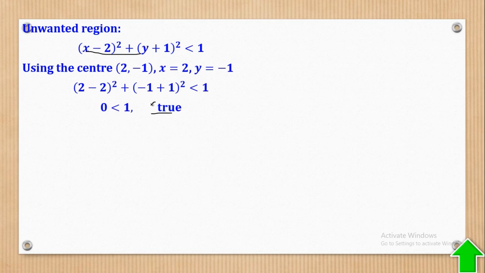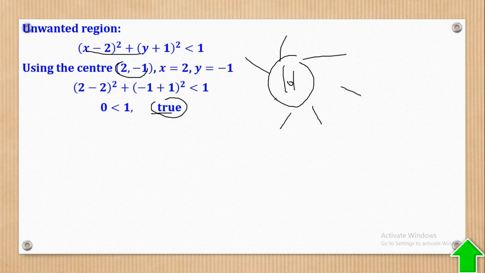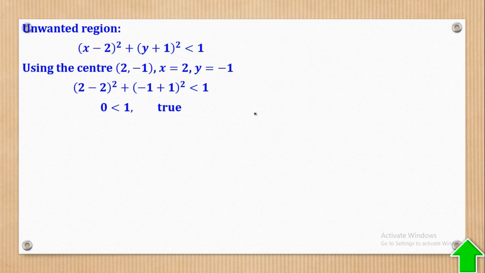So now when you get true here, it means that where you got that point is the wanted region. So remember, the center is always inside, meaning that the inside part is the wanted region and the unwanted is the one which is outside. So when you are shading, you are going to shade the outside part. Then 2, the inequality is just less than, meaning the circle has to be dotted.